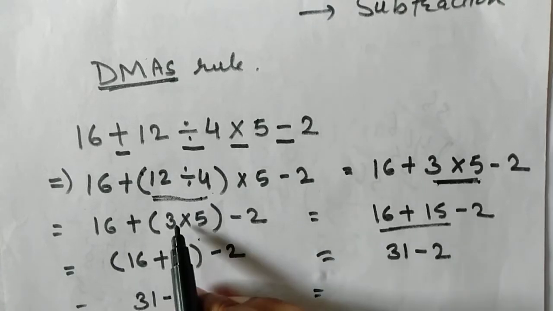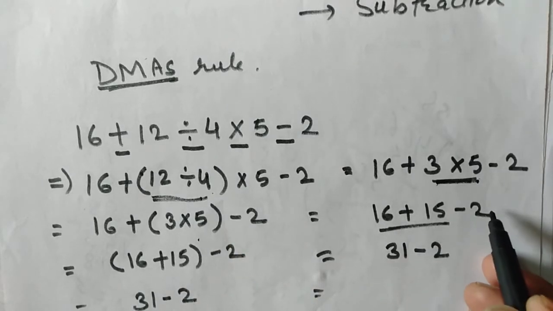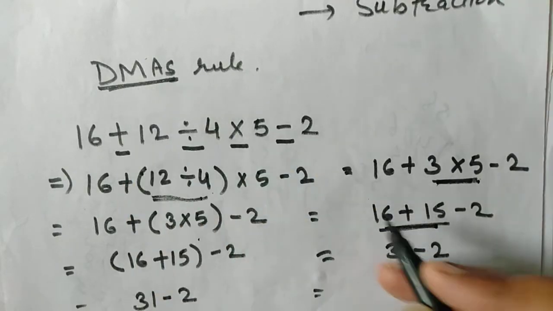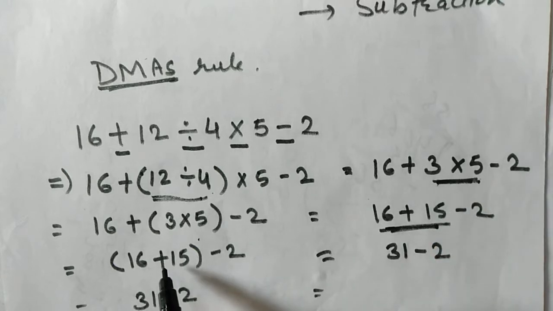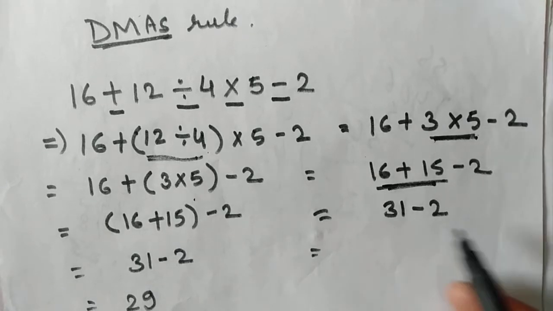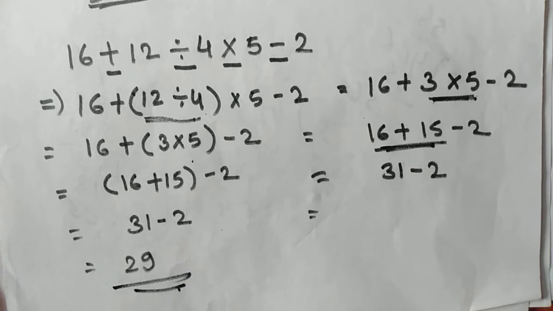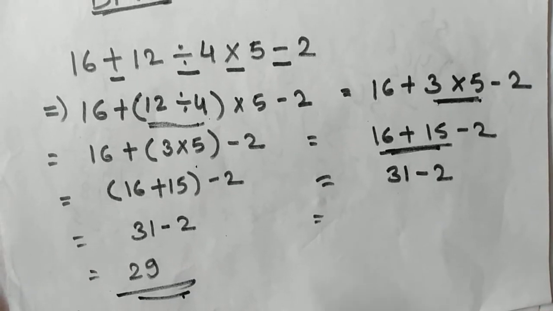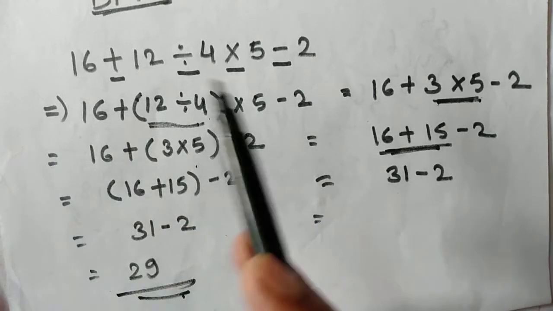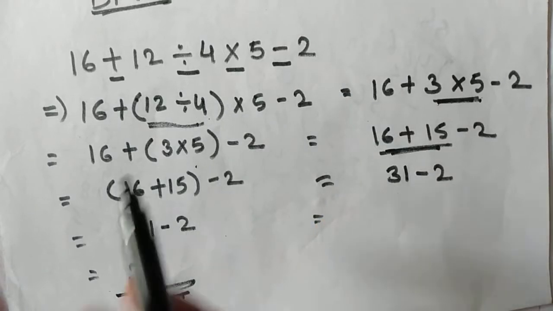So what is 3 into 5? 3 into 5 is 15. So 16 plus 15 minus 2. What is 16 plus 15? Up next is A. A means addition. Now we will take this one. So we will take in a bracket 16 plus 15, minus 2. So 16 plus 15 is 31. 31 minus 2. What is 31 minus 2? It is 29. So what is your answer? Your answer is 29. Got it, children? You have to follow this DMAS rule and solve like this. First division, then multiplication, then addition and subtraction. Very easy it is. You just have to follow this rule.